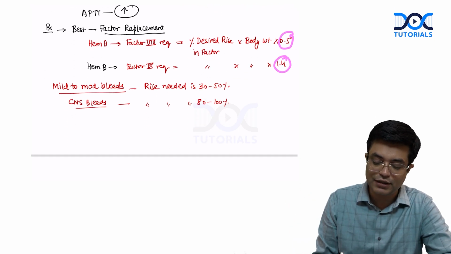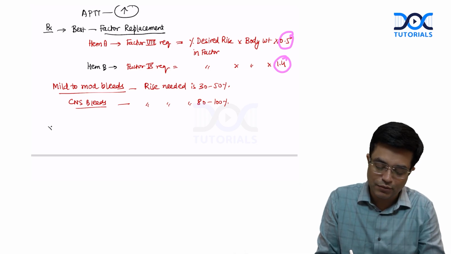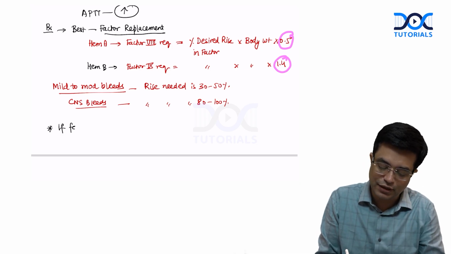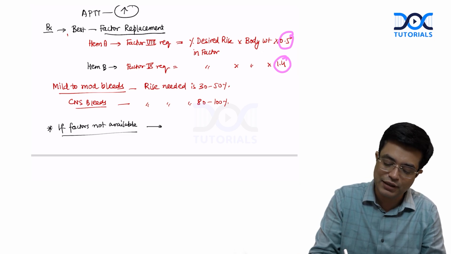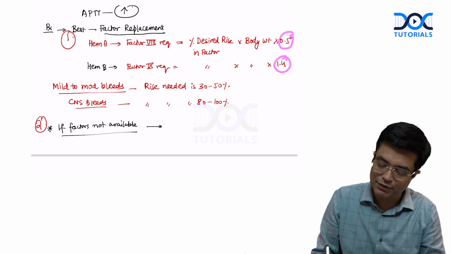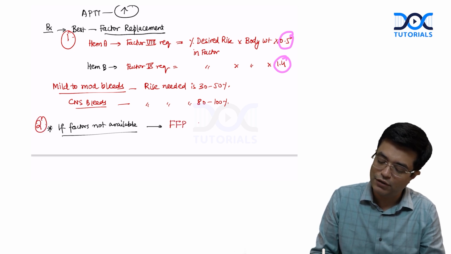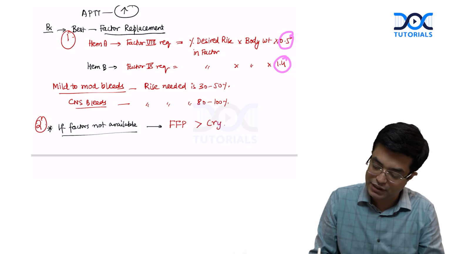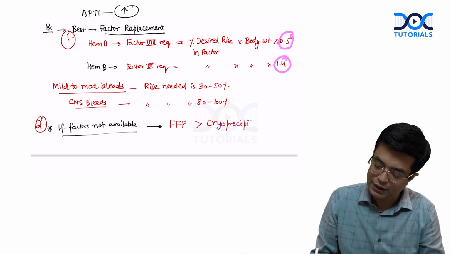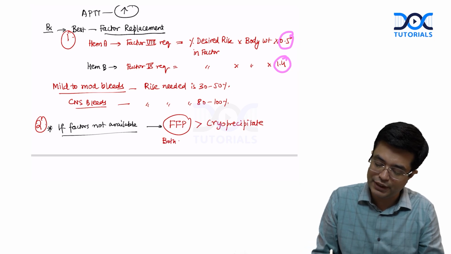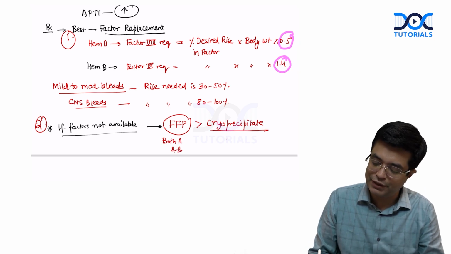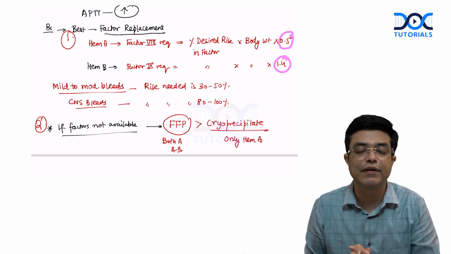But the problem is that factors are costly and they're not always available. Put a star and write, if factors are not available, you can go in for blood products, second line therapy. So first line therapy is factor replacement. Second line therapy will be fresh frozen plasma, followed by cryoprecipitate. Remember that fresh frozen plasma will be applicable in both hemophilia A and B, whereas cryoprecipitate will be applicable only in hemophilia A, because cryoprecipitate does not have any factor 9.